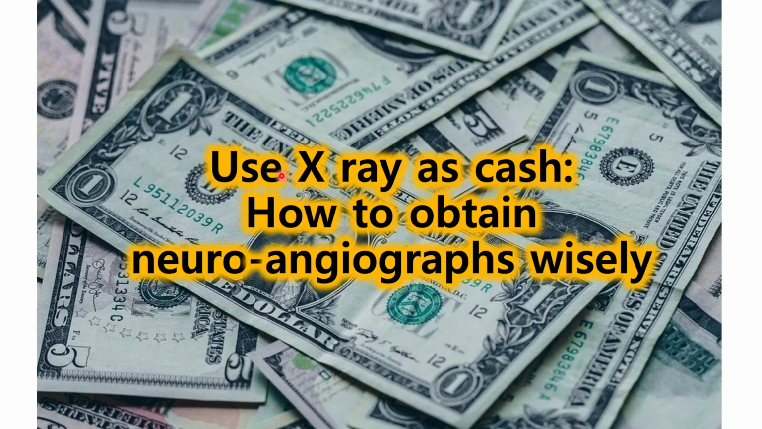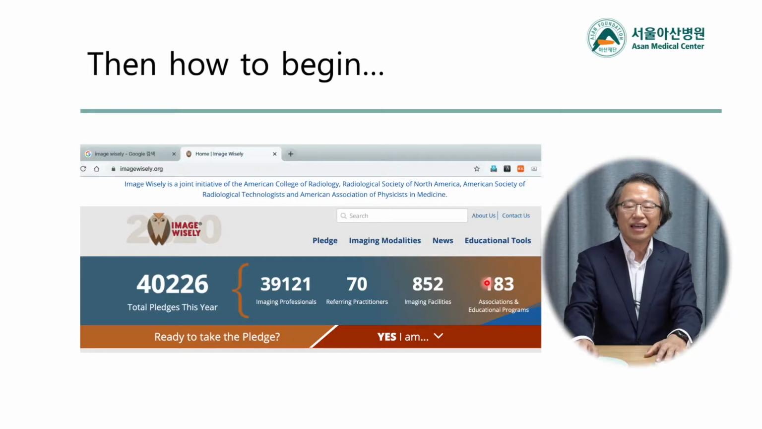I think applying the X-ray is quite similar to spending money as cash. Isn't it a good allegory? Then how to begin? As this webpage, Image Wisely, operated by multiple societies in North America, says, a pledge to manage the dose could help reduce the dose.